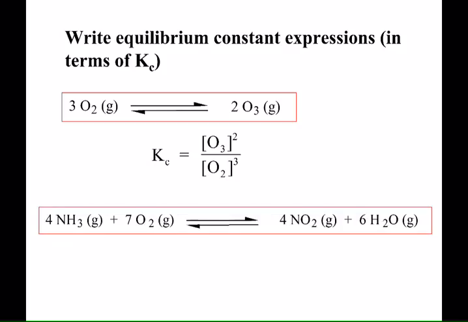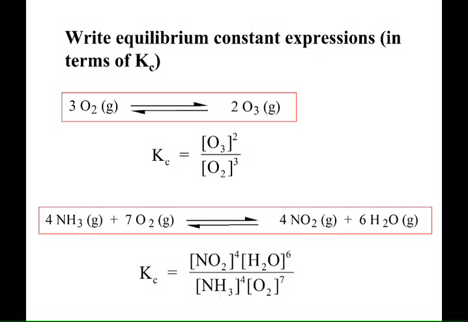Here's another one for you. It's always products over reactants. So it would be the molar concentration of NO2 raised to the fourth power times the molar concentration of H2O raised to the sixth power, divided by the molar concentration of NH3 raised to the fourth power. Also in the denominator, the molar concentration of O2 raised to the seventh power. Again, these are equilibrium concentrations.